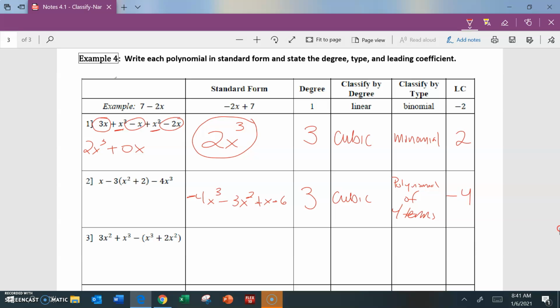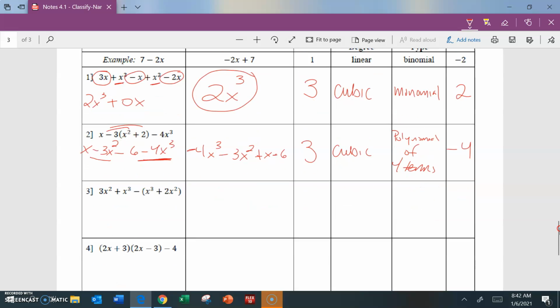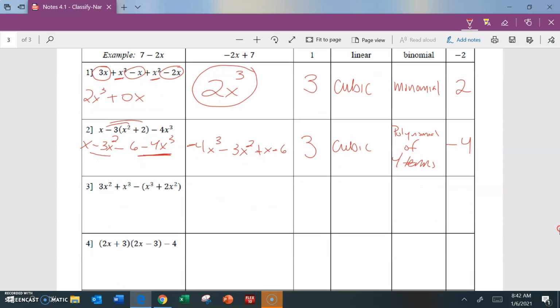Okay? Now, when you did simplify this expression, you need to make sure that you distribute first. So we're going to have x minus 3x squared minus 6 minus 4x to the third. So that is our leading term, minus 4x to the third. Then your minus 3x squared plus x minus 6 is how we get that. Okay? All right, number 3.